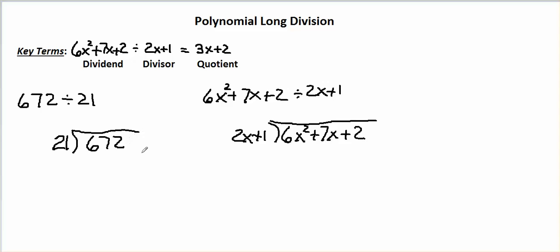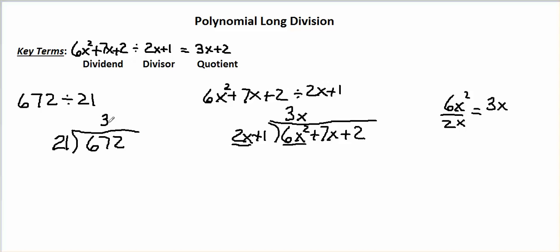Okay, so the first step with long division with numbers is we take our 21 and see how many times does our 21 go into 67. It goes in 3 times. We're going to do the same thing in polynomial long division, except we're only going to take the first term in our divisor and see how many times it goes into the first term of our dividend. And we can easily do that off on the side by doing a division statement. And when we simplify, 6 divided by 2 is 3, x squared divided by x is just x. And we're going to put that right on top here.